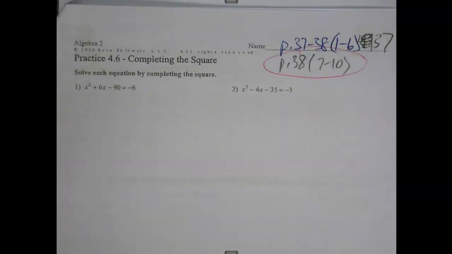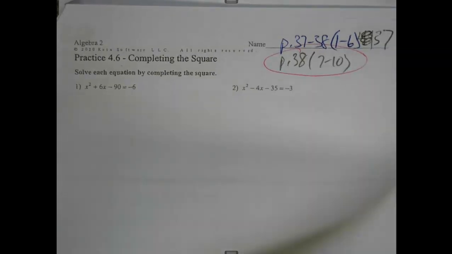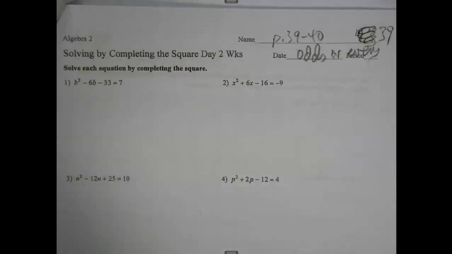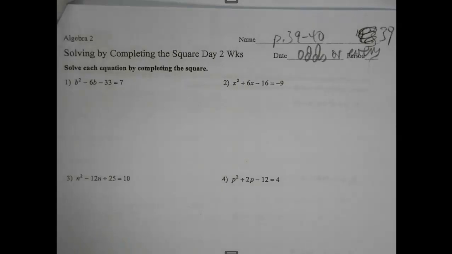So, practice portion of this, we're going to start where we started on Friday, and I'll put this back in a minute. So we started with 1 through 6 on this 37 and 38. Now we're going to do 7 through 10. Let's just get some vertex form practice on 38. And then on 39, 40, you can do odds or evens. I don't care which. It gets you a little mix of the different types of problems that we've seen the last couple of days.